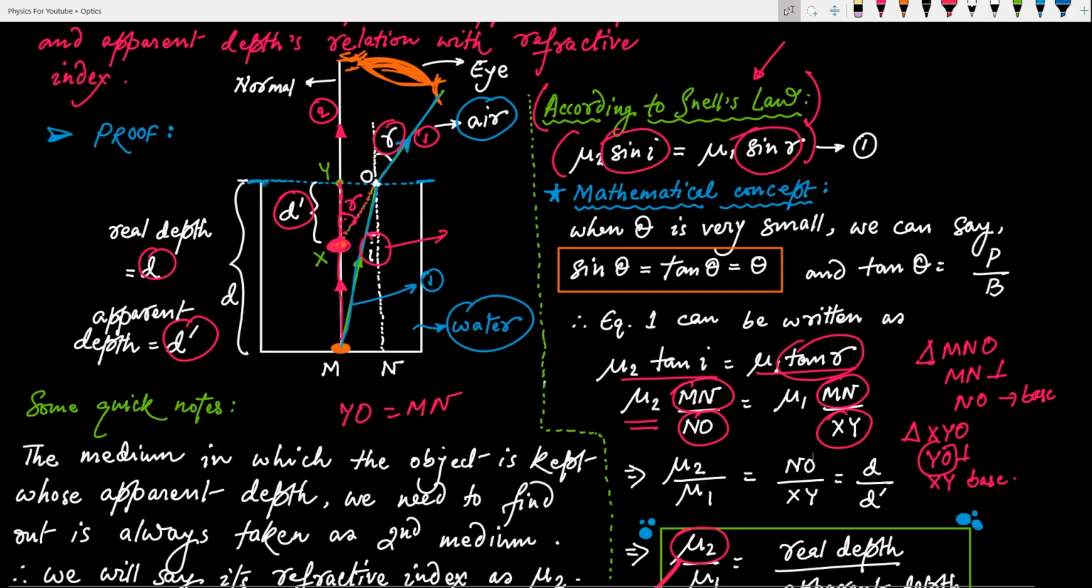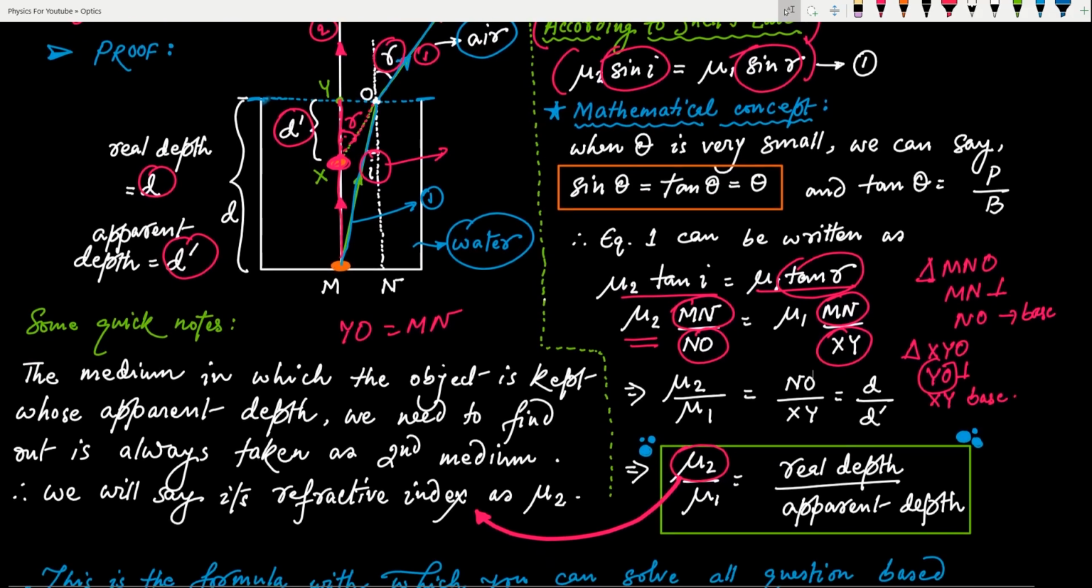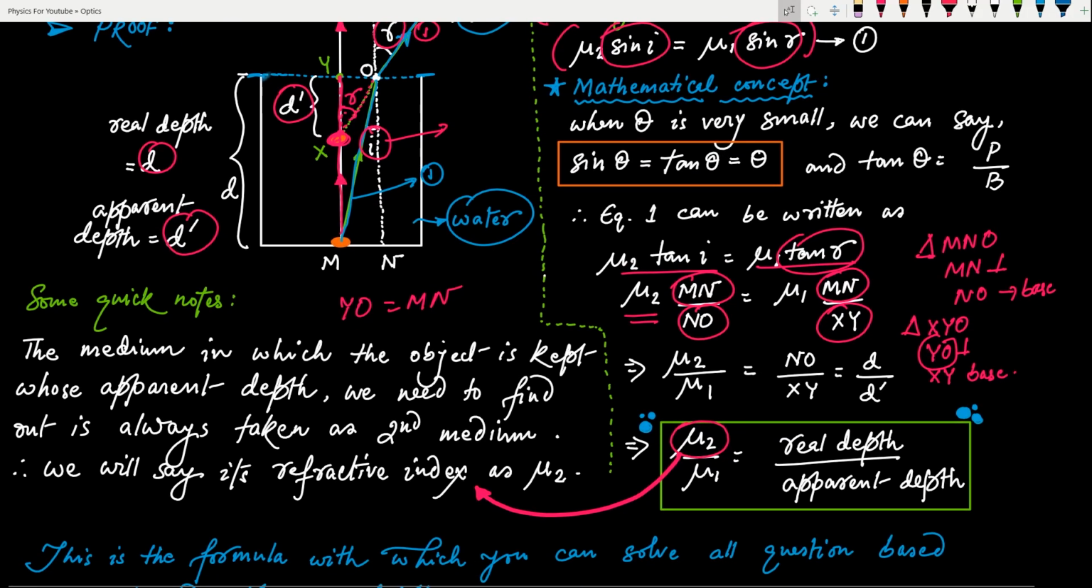Now, what is NO? Look into the diagram. So, NO is nothing but the actual depth. See, this is O and this is N. So, NO is actually the actual depth, and XY, if you look into this diagram again, XY is actually D dash, that is apparent depth or the false depth. Therefore, we can write that mu2 by mu1 is equal to real depth by apparent depth. This formula is important. Now, the most important part where students get confused.